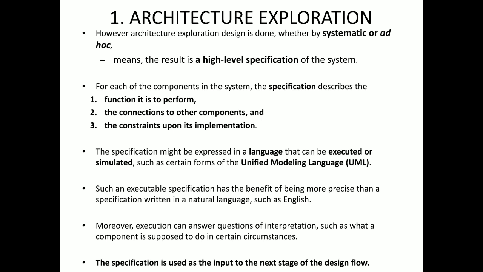Next, we saw the example. This is an example of a road monitoring system. And what does it give? It gives a specification of a system. This is nothing but the feasibility of a design. A high level specification will be obtained. The specification will include the functions to be performed, the connections to be established, and the constraints to be used. You saw the example of a road monitoring system.